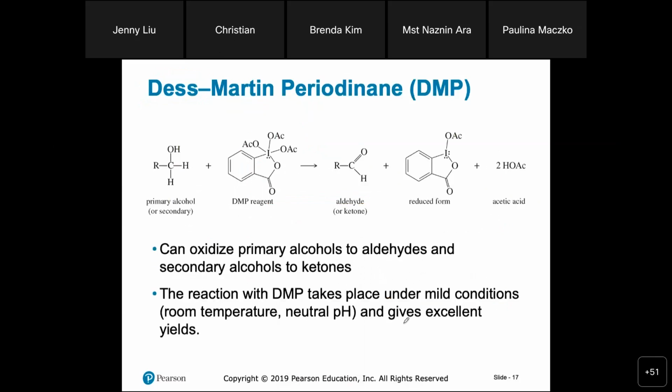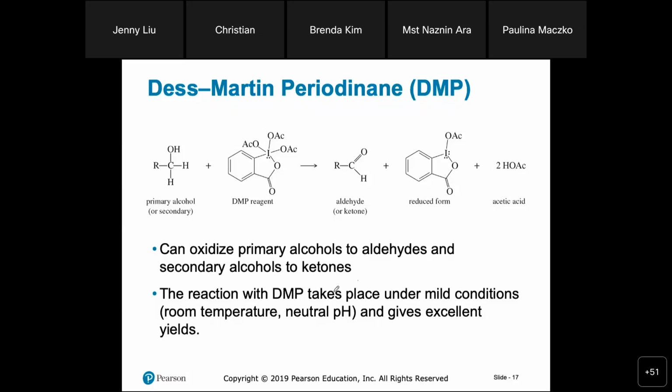As we said, here we are talking about additional kinds of oxidizing agents that we can use during the chemical reaction or oxidation of alcohol. Here we have the primary alcohol and the DMP reagent. This DMP reagent is Dess-Martin periodinane. This is also named after some scientists. This reagent actually oxidizes the primary alcohol to aldehyde and secondary alcohol to ketone.